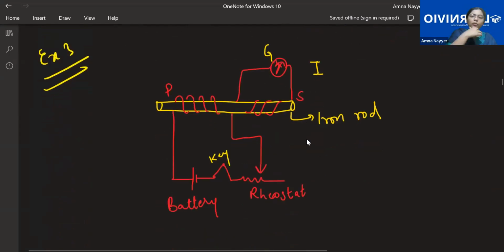Experiment done by Faraday. What did he do? He took an iron rod and he wrapped wire on it, and then he connected one end of the wire to a battery, which was connected to a key and which was connected to a rheostat. What's a rheostat?